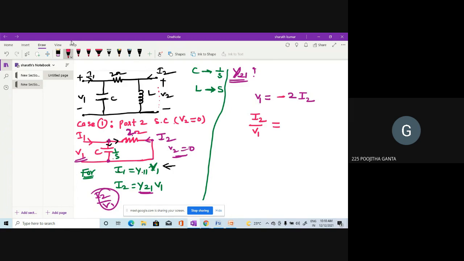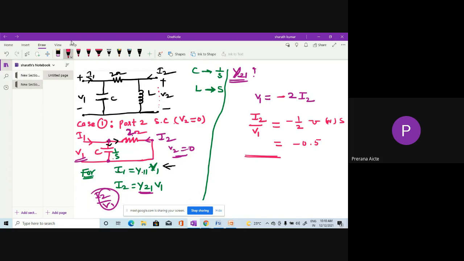-2, -1/2. Minus 1 by 2. Current to the voltage admittance. You can say mho. So the value is minus Y21 equals -0.5. Very simple, without doing any manipulations and calculations.